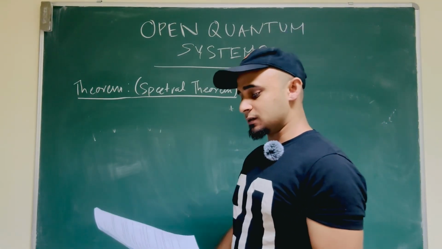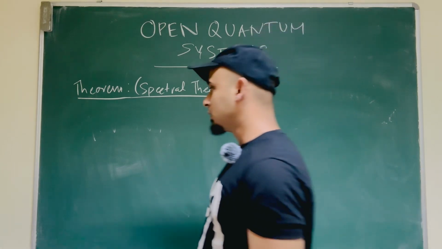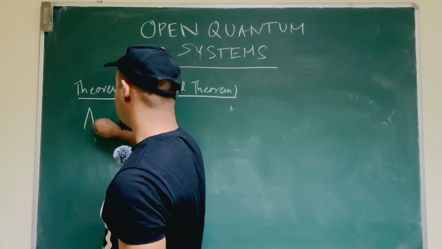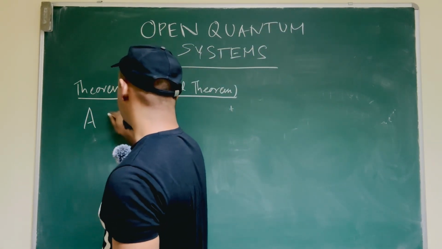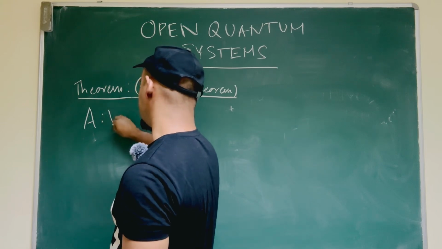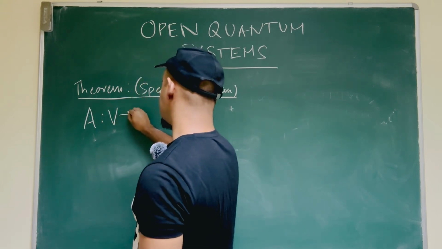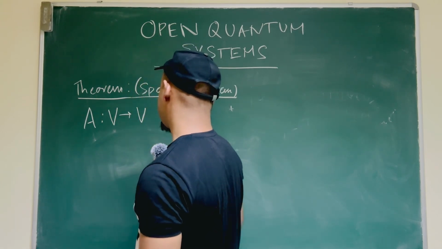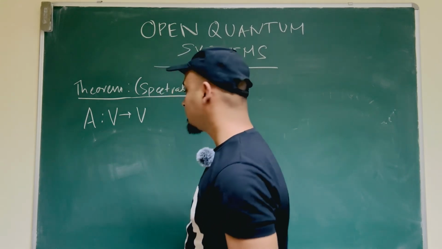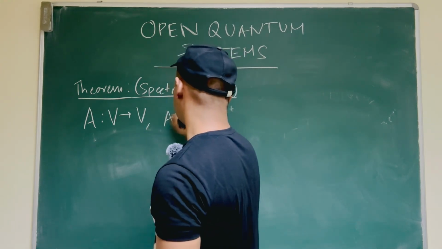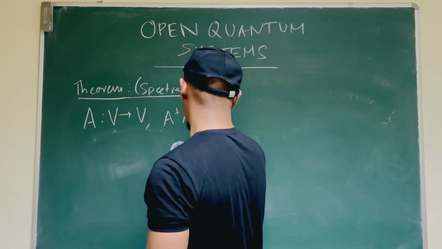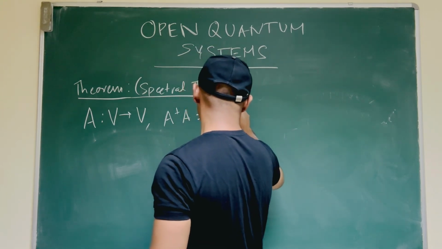So the spectral theorem is that we have a certain linear operator A that is defined in a vector space V, and it takes it from V to V. And this operator A obeys a certain relation: A dagger, A equal to A dagger.